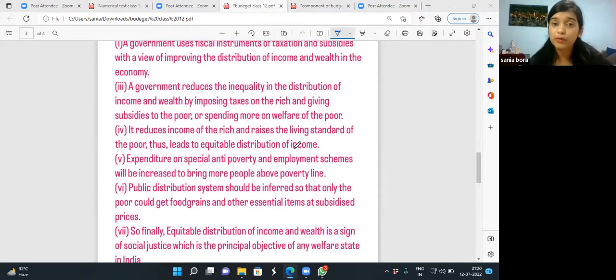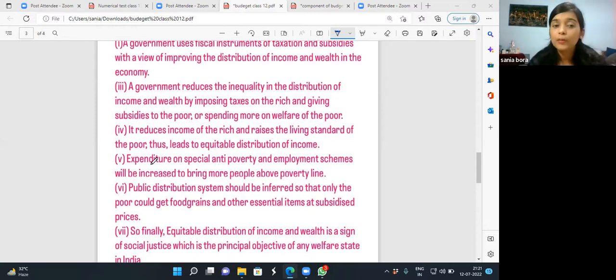How are living standards improving? Let's take the example of an AC. It is 100 rupees. As a poor person, I cannot afford it. But government gave me subsidies, so I purchased it because now the AC is only 50 rupees. Earlier I had no AC at my place, I was suffering, but now I can afford it. So my life standard is improved. It reduces the income of the rich and raises the life standard of the poor. That's why there is an equitable distribution.